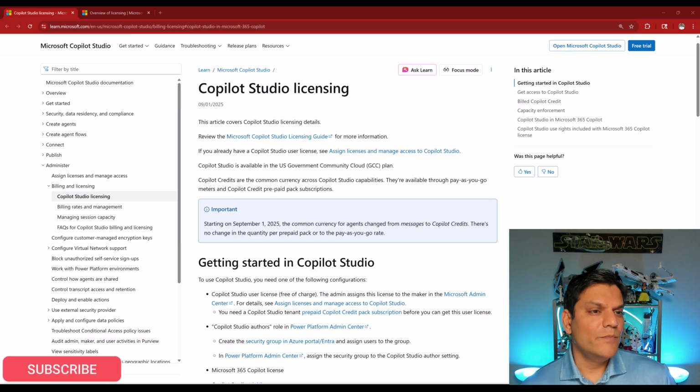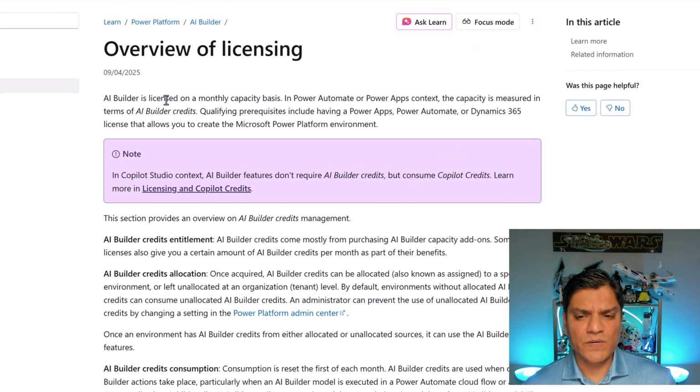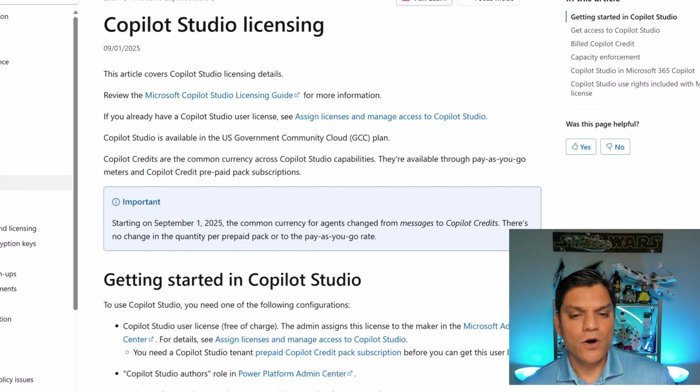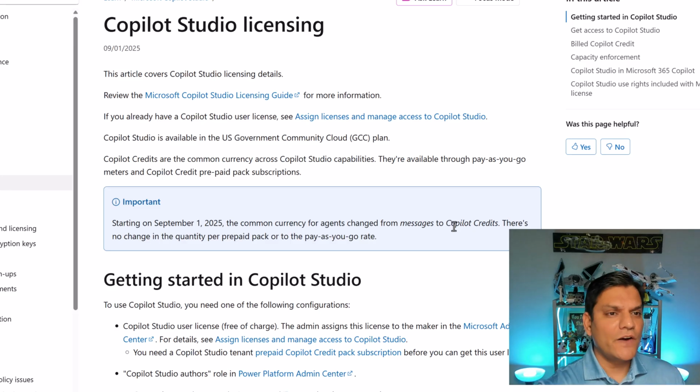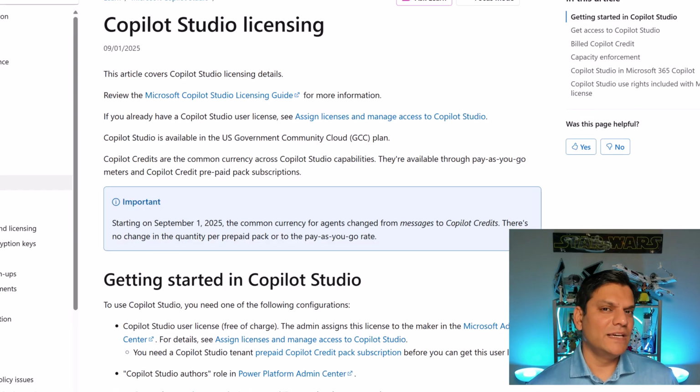So when I saw this, one of my first reactions was consistency. And you know why? Because we were already using the term credits specifically on the AI Builder side. And it says over here, the capacity is measured in terms of AI Builder credits. Granted, over here it's AI Builder credits. Over here it is called the Copilot credits. But the term credits is consistent now across the agent building on the Copilot Studio side and on the AI Builder side.